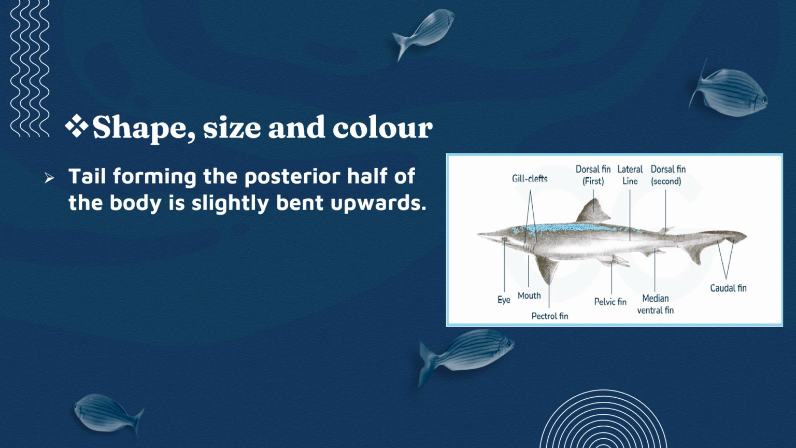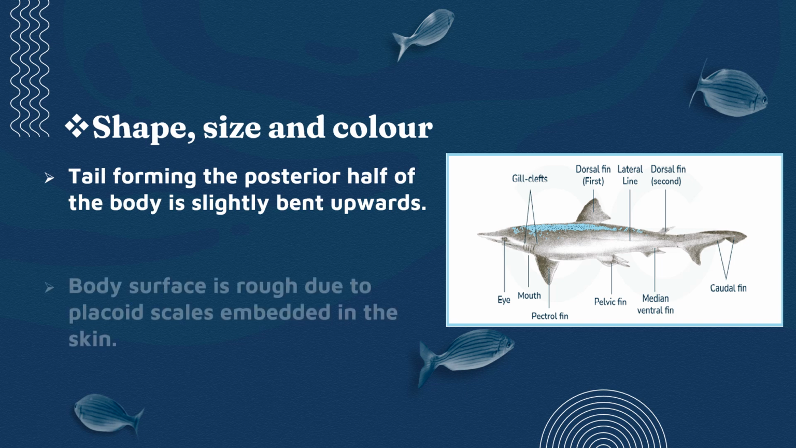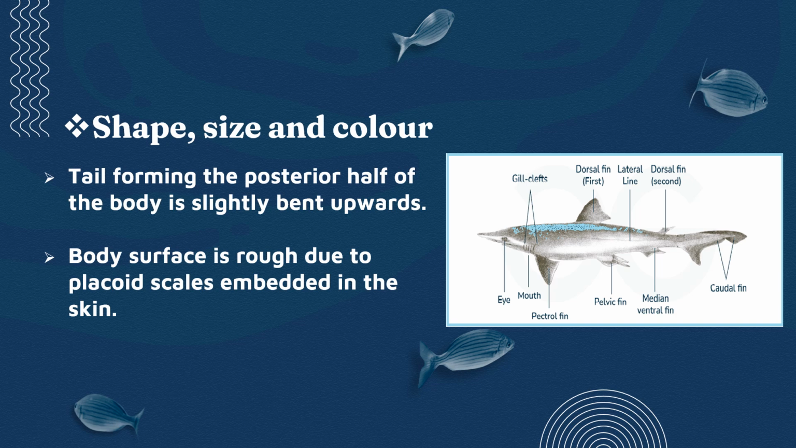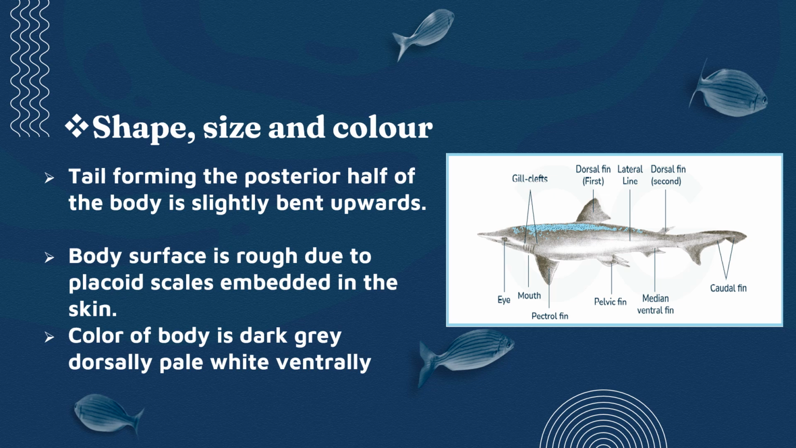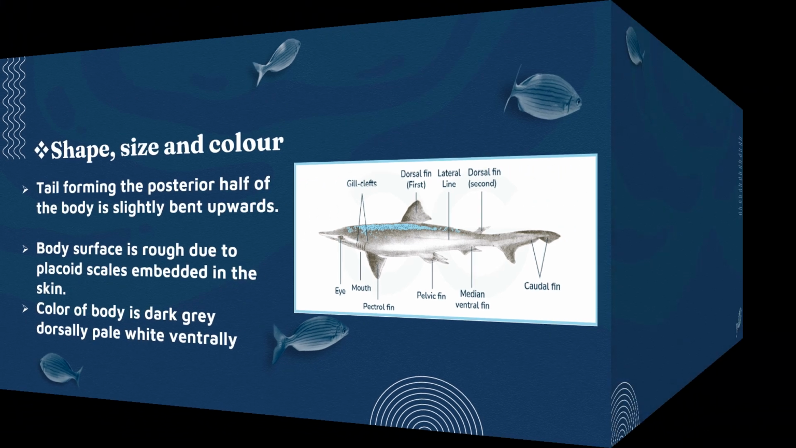Tail, forming the posterior half of the body, is slightly bent upwards. Body surface is rough due to placoid scales, which are embedded in the skin. Color of body is dark gray dorsally, pale white ventrally.